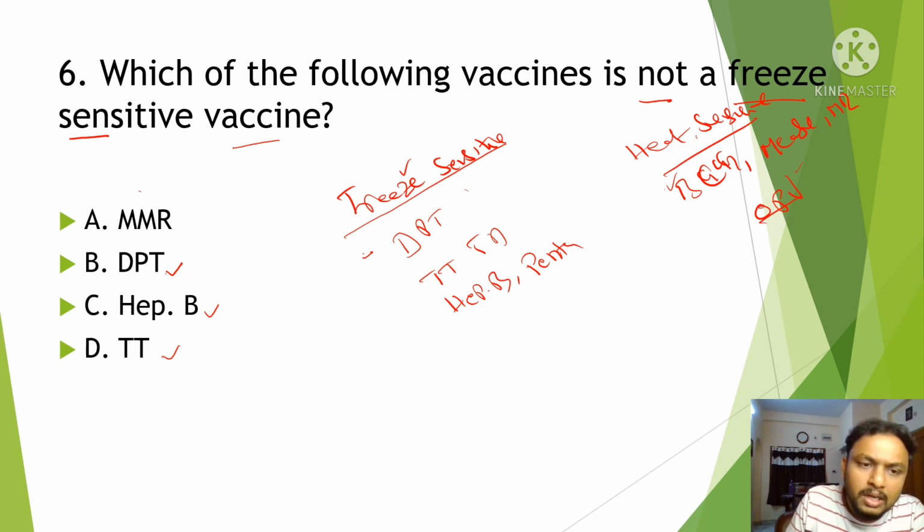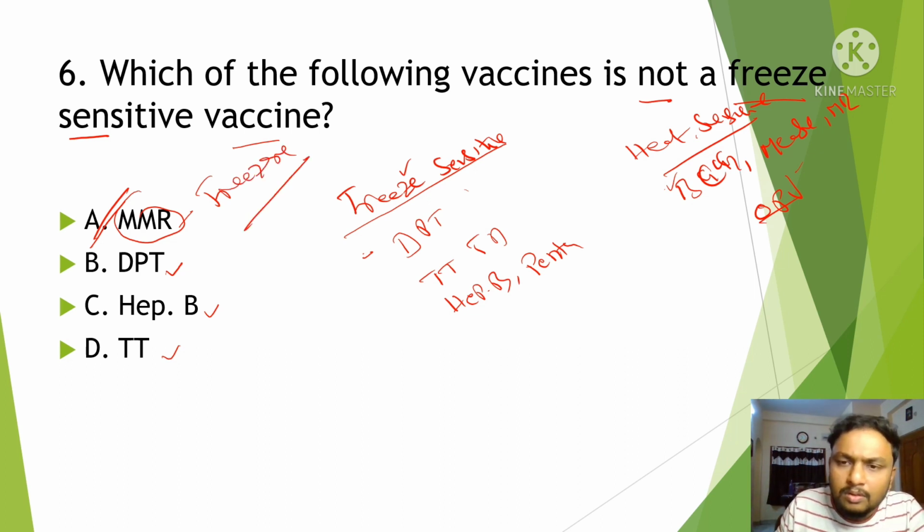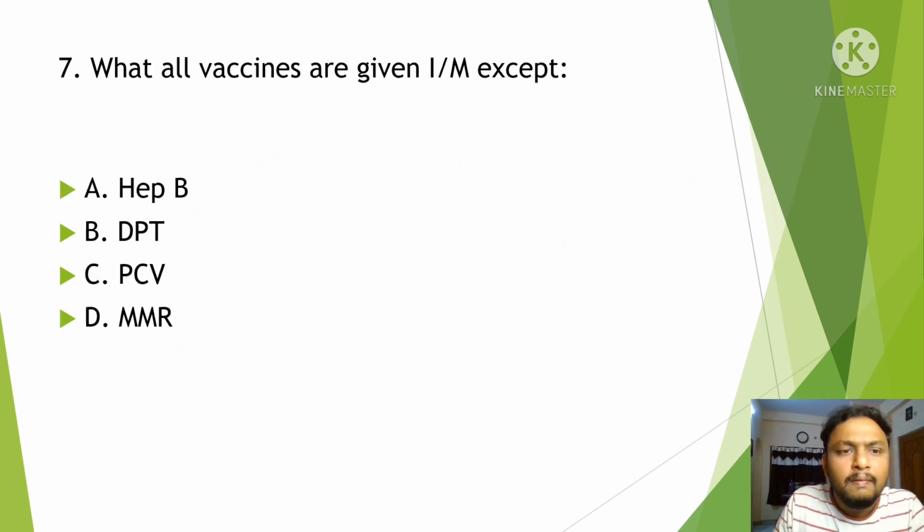Okay, the only vaccine remaining is MMR. So MMR is your option, because it should be kept in a freezer. So your option is MMR. That's all. And next, what all vaccines are given IM except?